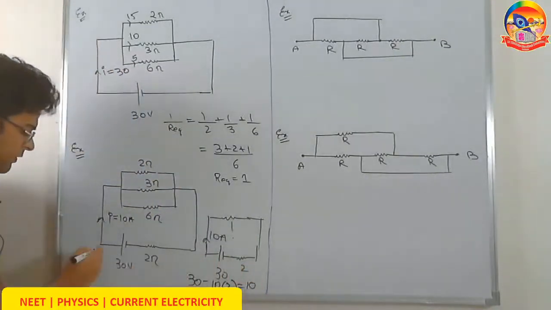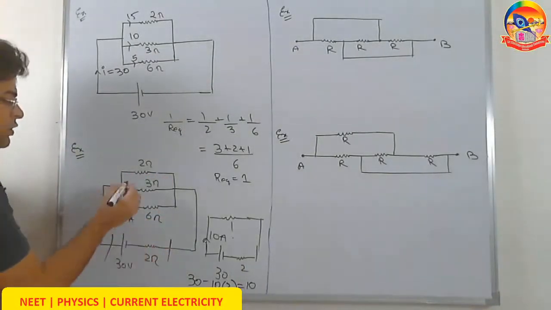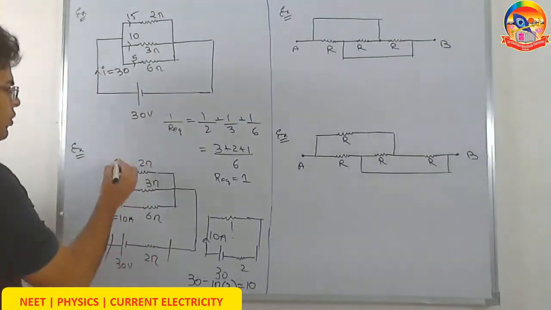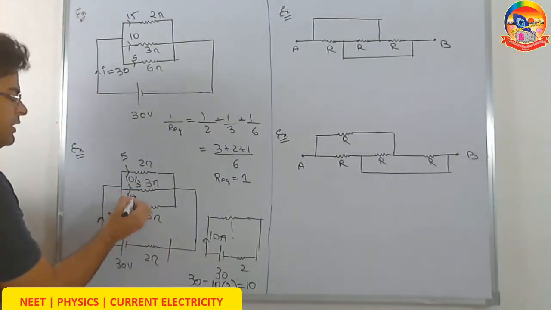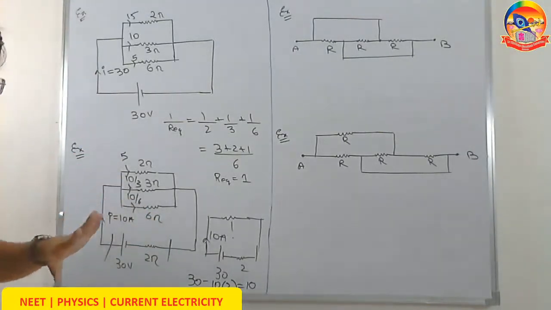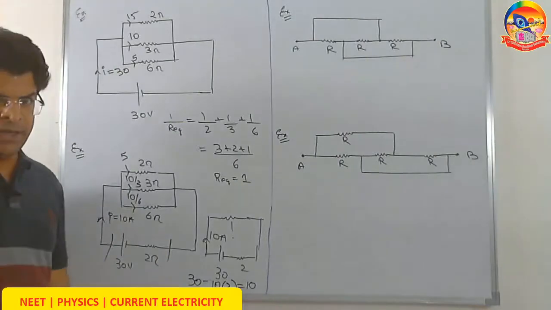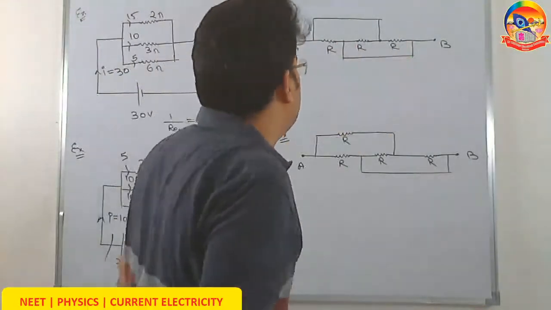So the potential drop between these 2 points has to be 10, so the potential drop between all these points has to be 10. So the current in the first one has to be 10 by 2, that is 5. Second one 10 by 3. Third one 10 by 6. And if you add them up, 5 plus 10 by 3 plus 10 by 6, you will again get 10 ampere. Next question. There are these 3 resistances.